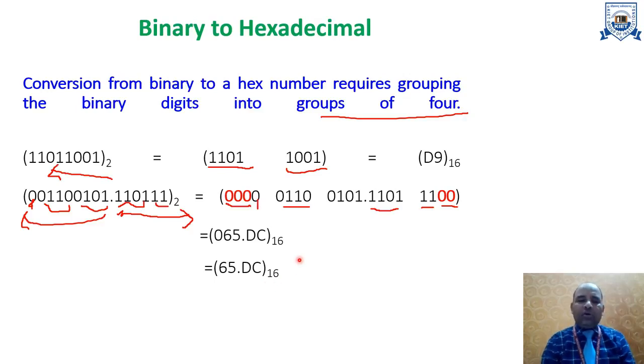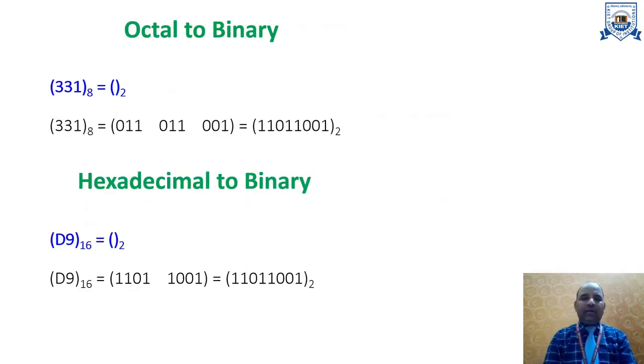So this is how, dear friends, we can convert a given binary number, whether it is a complete integer or a number with the fractional part, into the hexadecimal system. Now moving to the next slide.